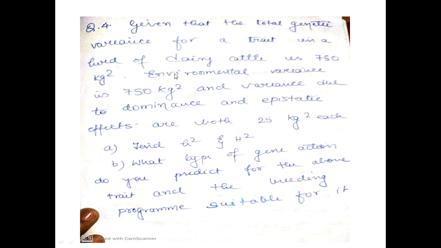Environmental variance is 750 kg square, that is, sigma square e is 750 kg square again. And the variances due to dominance and epistasis effects are both 25 kg square each. Find heritability in narrow sense and broad sense. What type of gene action do you predict for the above trait and the breeding program suitable for it? Fine.